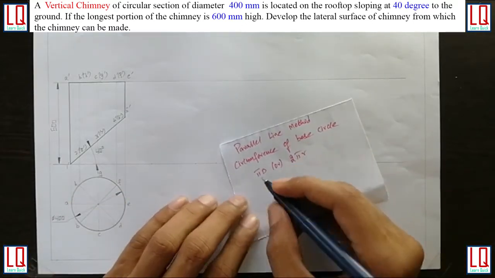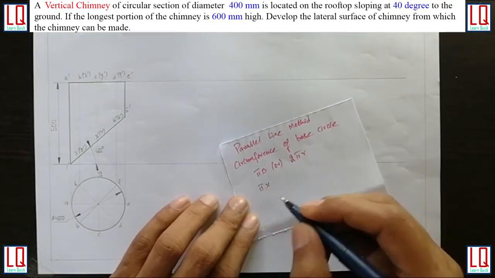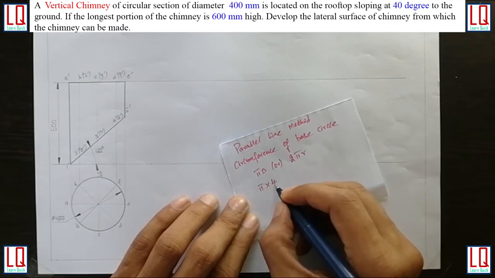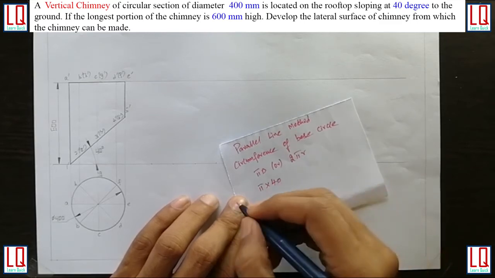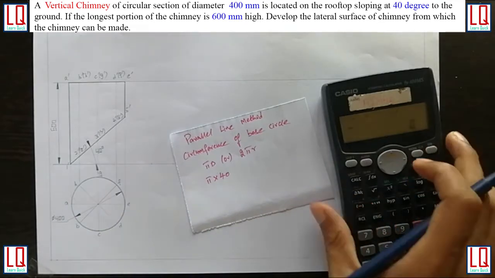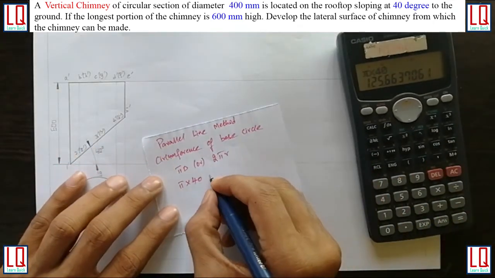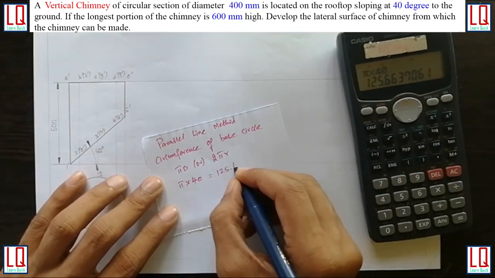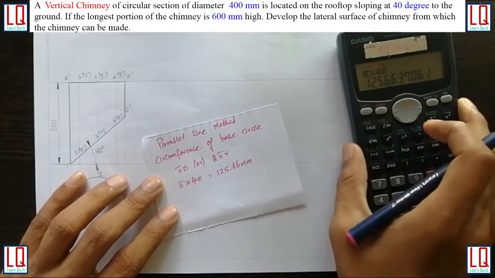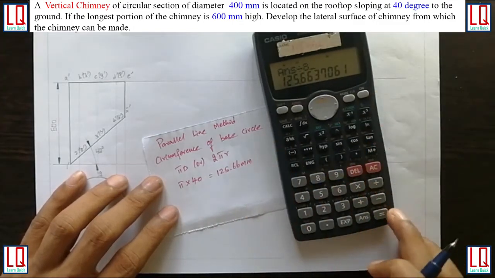Both are same. So pi into the diameter, which in our case is 40, because we have reduced the scale. So shift pi into 40. So we got 125.66 mm.